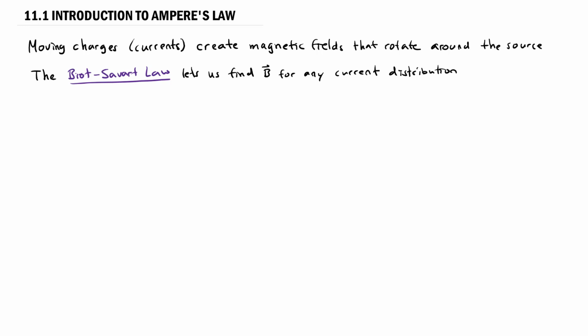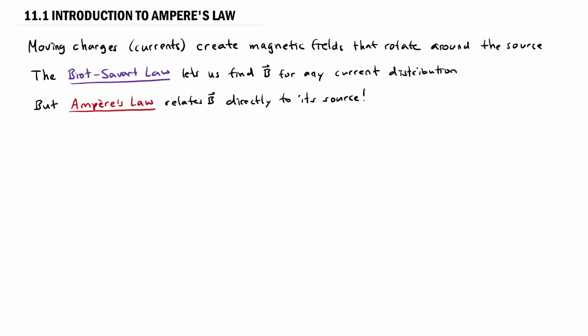So what else can we try and figure out? The Biot-Savart law allows us to find the magnetic field for any current distribution, but we're missing a direct connection between the magnetic field and its source. So Ampere's law is going to help us relate the magnetic field directly to its source.